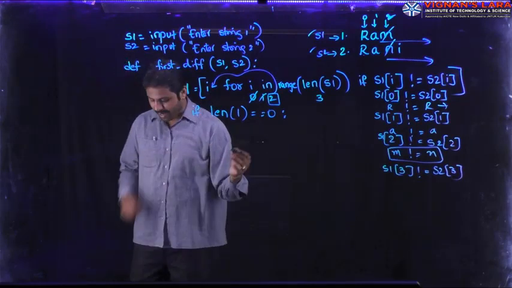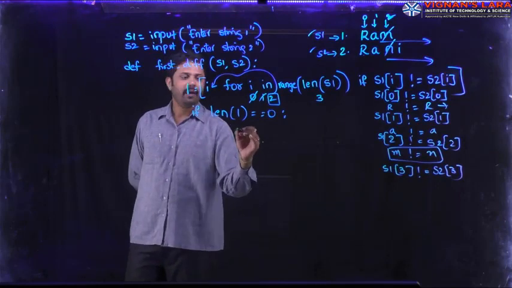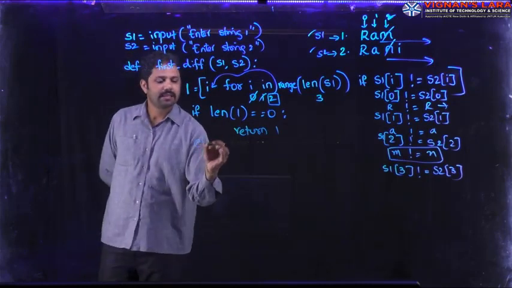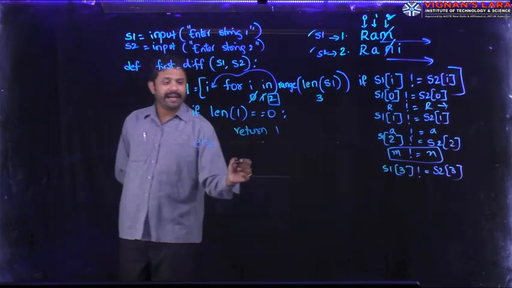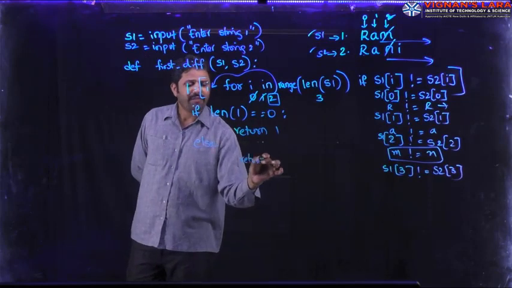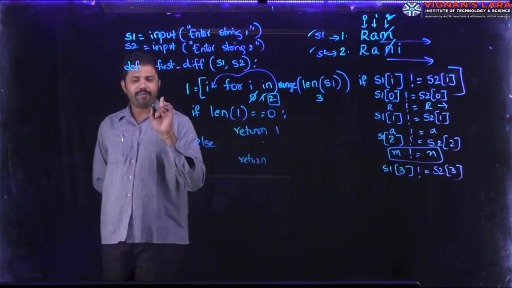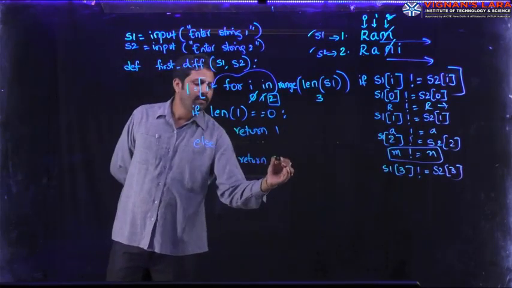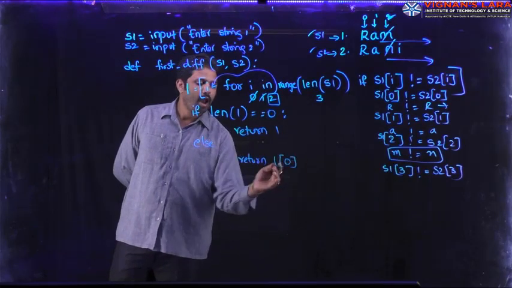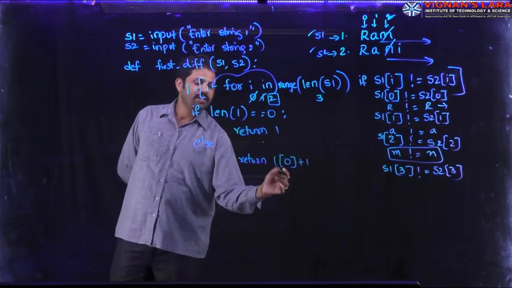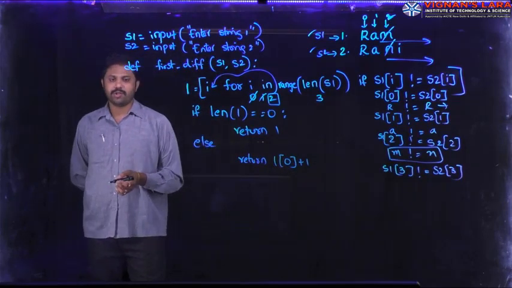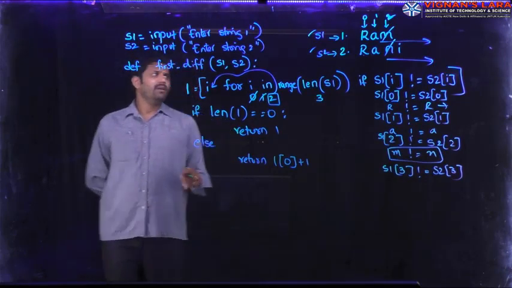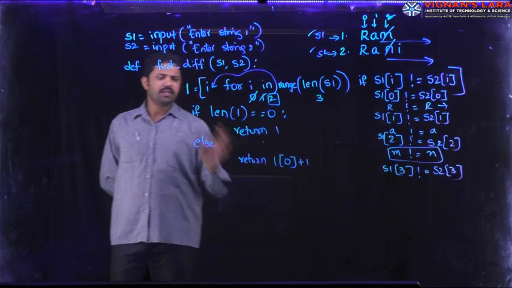Okay. Now I am writing return 1, else return what I want. I want the first difference only. The first difference is stored at L of 0 plus 1. This is the first difference location, L of 0 plus 1. So this is going to be returned.